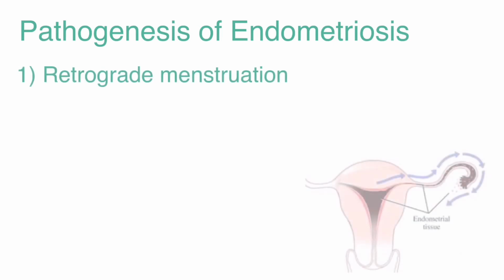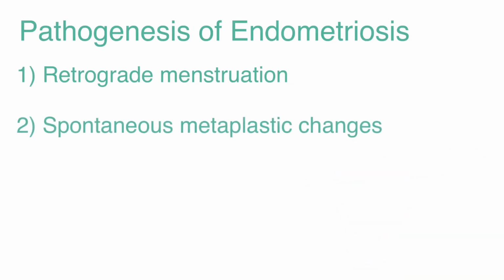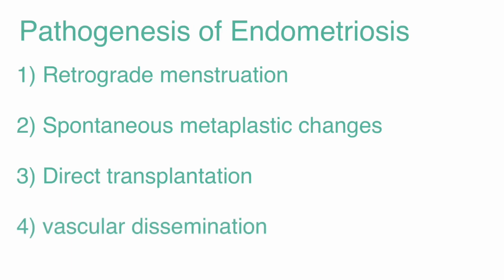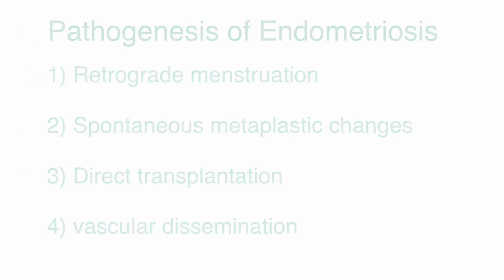1. Retrograde menstruation, where endometrial cells backtrack through the tubes and into the pelvis. 2. Spontaneous changes in the cells that line the pelvis. 3. Direct transplantation, for example, after a C-section, where endometrial tissue may end up in the abdominal scar, creating endometriosis in the abdominal scar. Or 4. Vascular dissemination, which refers to cells traveling through the vascular system.